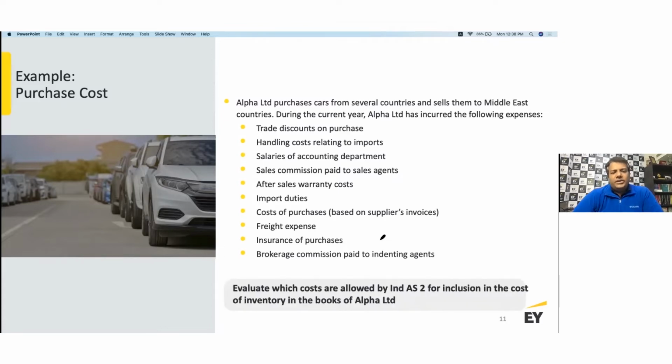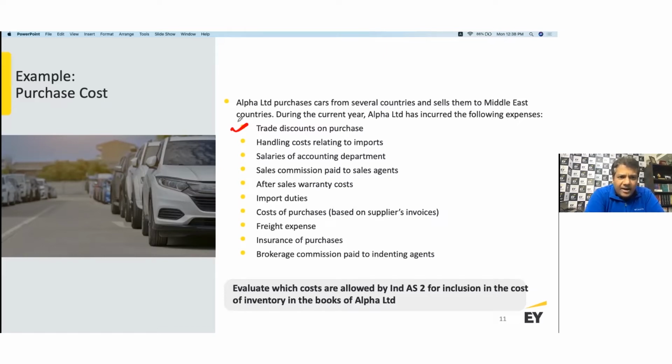Now, evaluate. That's a question. Evaluate which costs are allowed by Ind AS 2 for inclusion in the cost of inventory in the books of Alpha Limited. Now, trade discount on purchase, yes, right? This is in a way part of purchase cost, to be reduced from the cost of purchase.